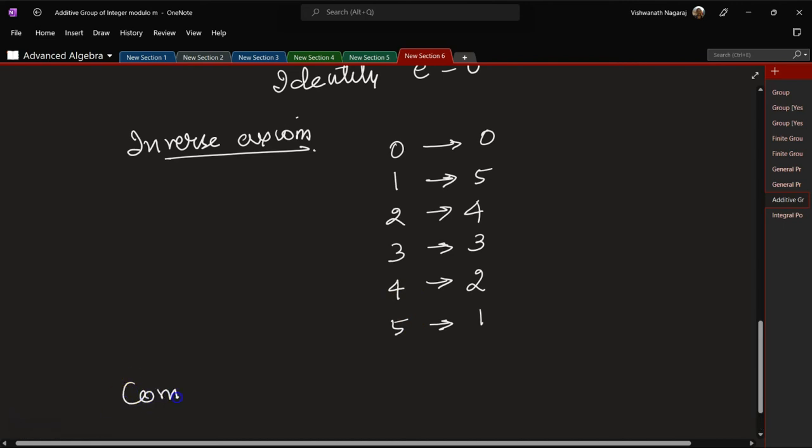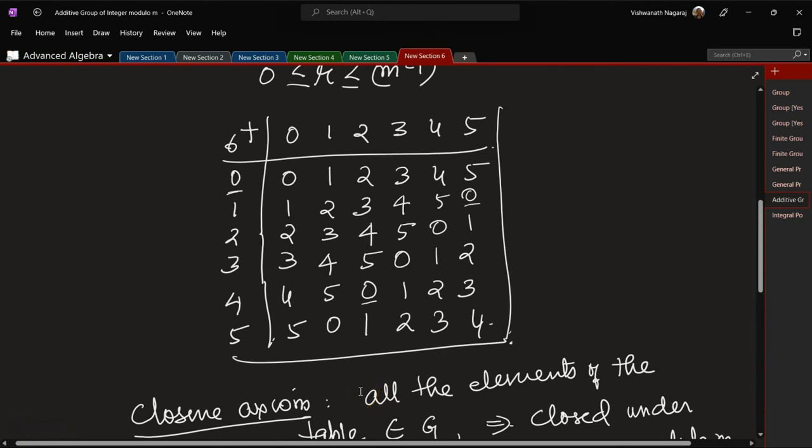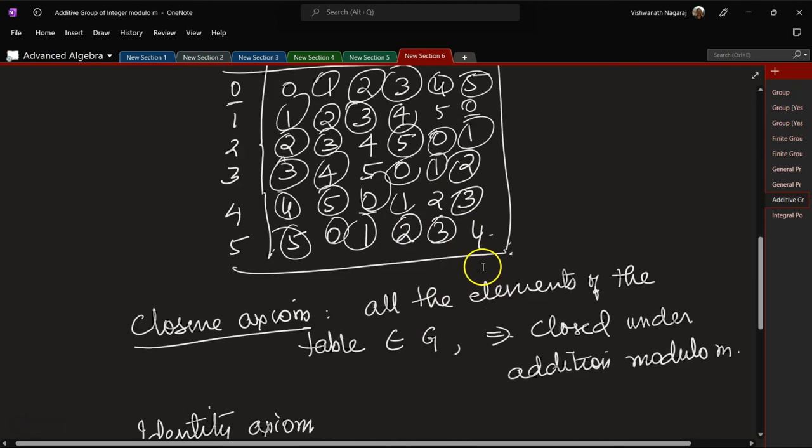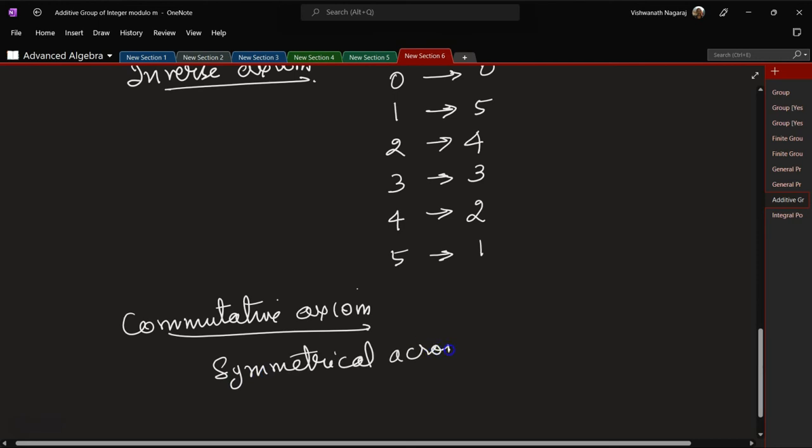Now let's look at the commutative axiom. How do you figure out commutativity from Cayley's table? Just look at the main diagonal and see whether the table is symmetrical across it. Here you have 5, 5, 4, 4, 0, 0, 1, 1, 2, 2, this 2 and this 2, 3 and 3, this 5 and this 5, similarly 3, 3, 2, 2. So basically, it is symmetrical across the main diagonal. Therefore, it is commutative.